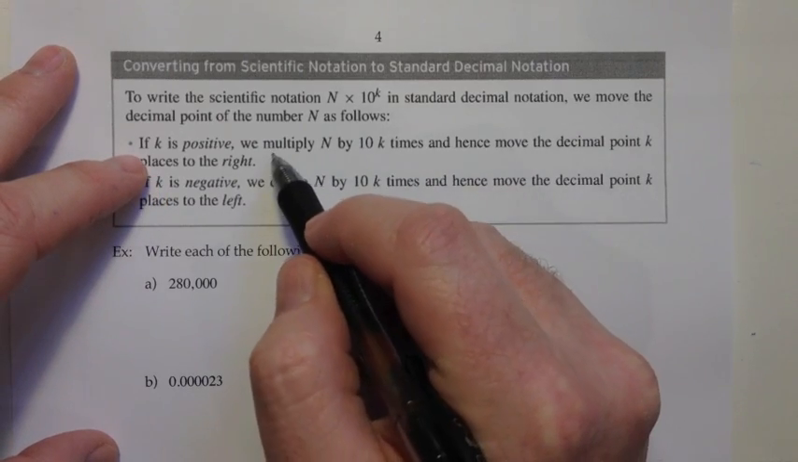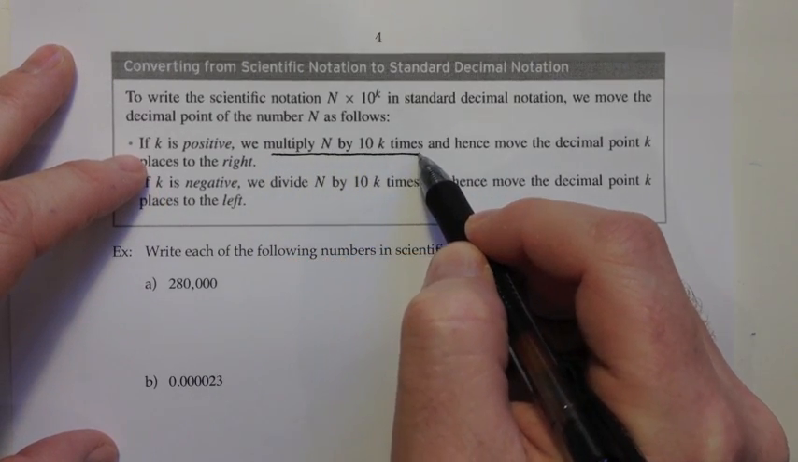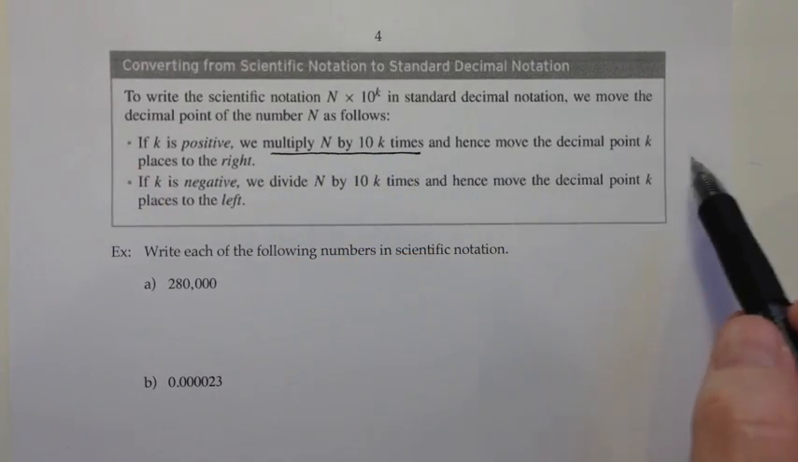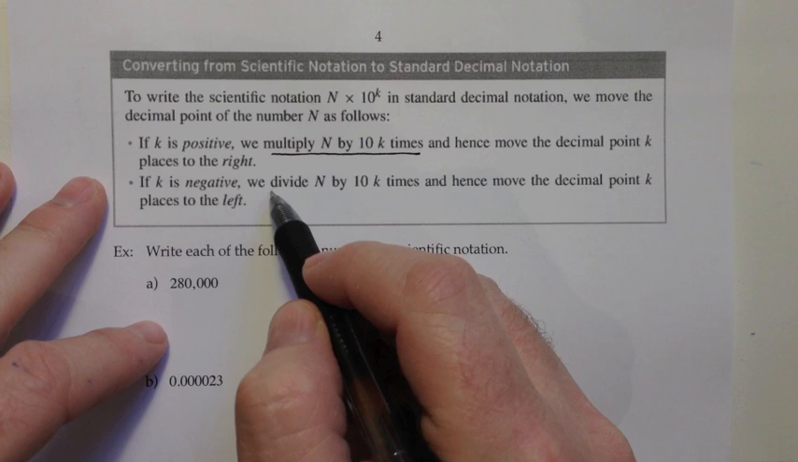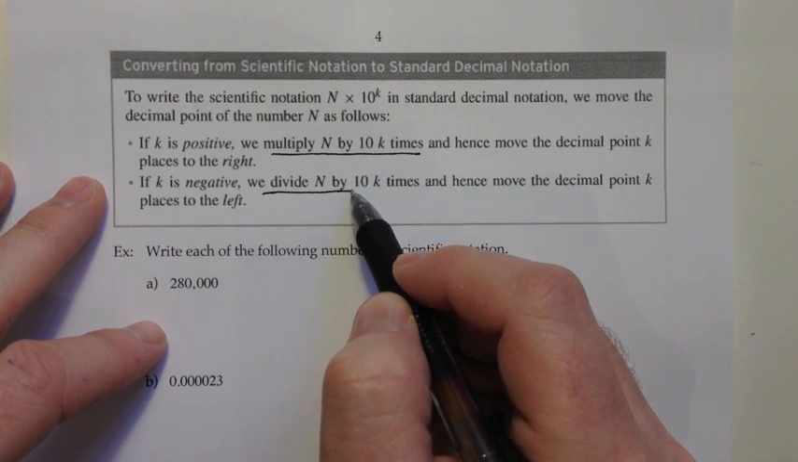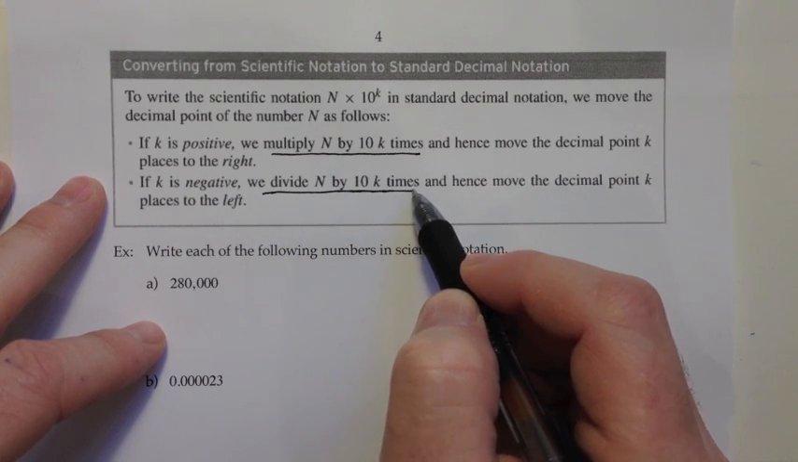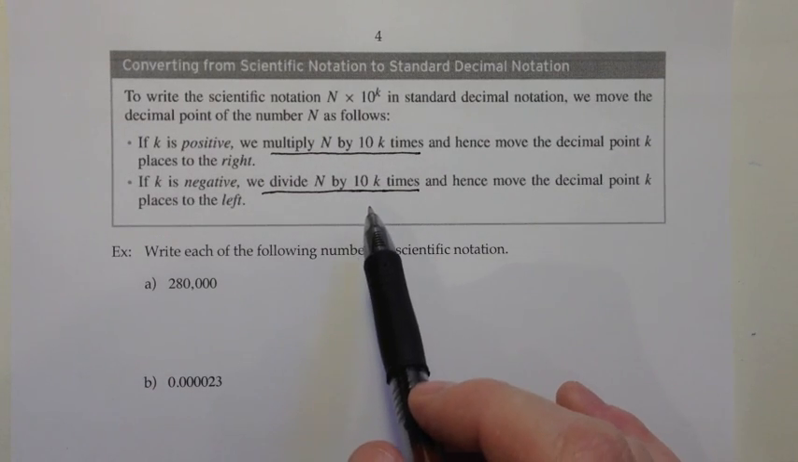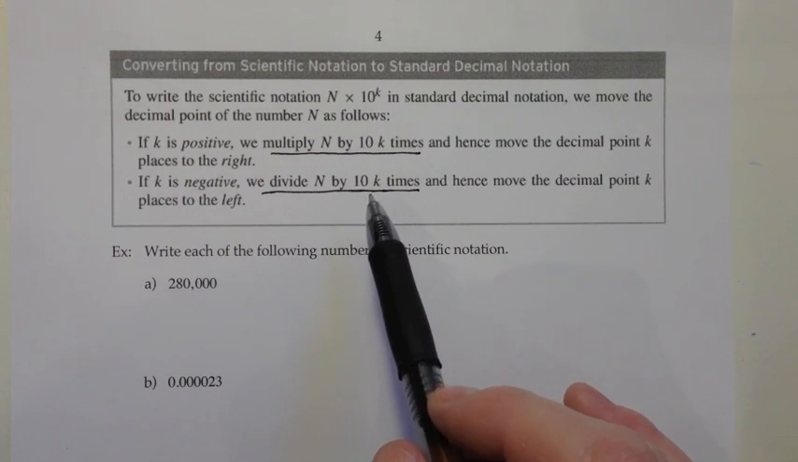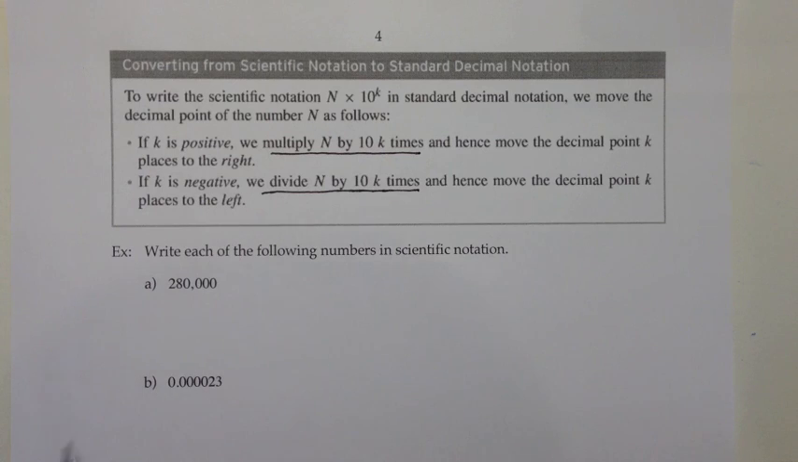If k is positive, then you're multiplying by 10 k times, and therefore it makes sense to move it to the right, because that's what creates a bigger number. If k is a negative exponent, you need to remember this part. That means that you're actually dividing n by 10 k times, and therefore it makes sense to move the decimal to the left, because every time you divide by 10, a number gets smaller, and moving the decimal to the left makes that number smaller at the same time.